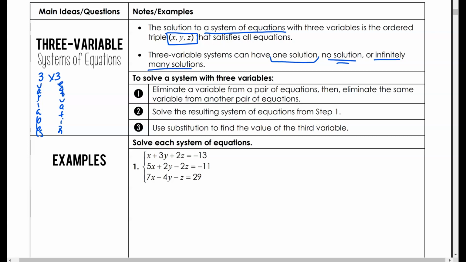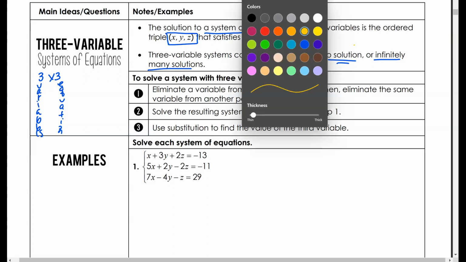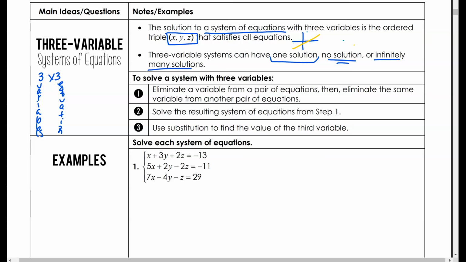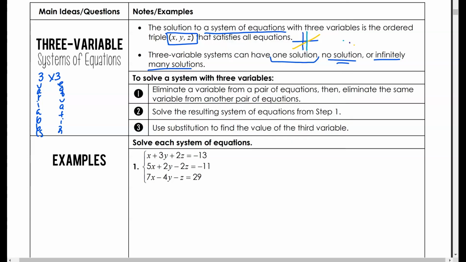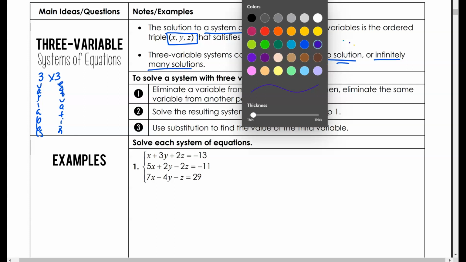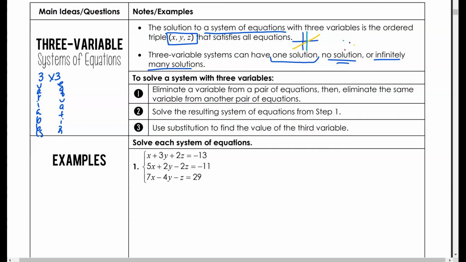So just as a reminder, one solution with three variables. If I had a graph like this, it would be 3 lines that intersect at one point. So I would have one line here, I could have another line like this, and then my third line also needs to go through the same point. So let's do this color here. Something like this. Then my solution would be this point right here because all 3 lines go through that.